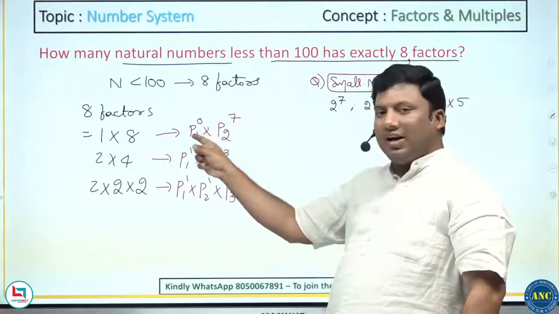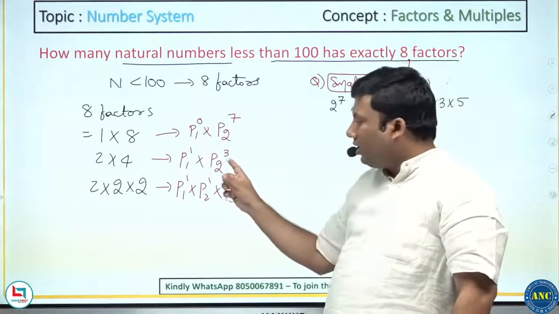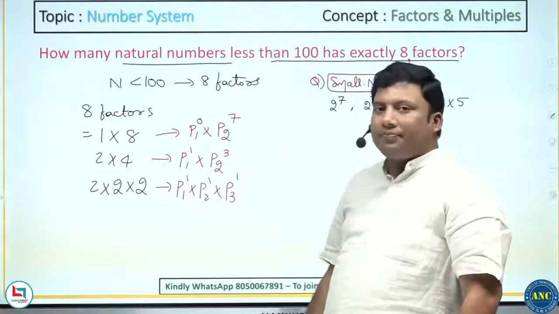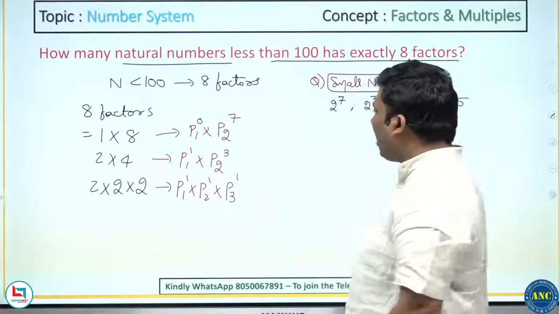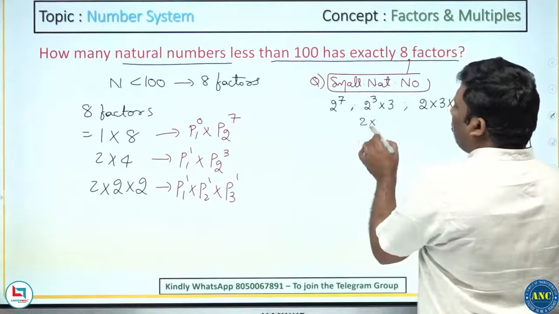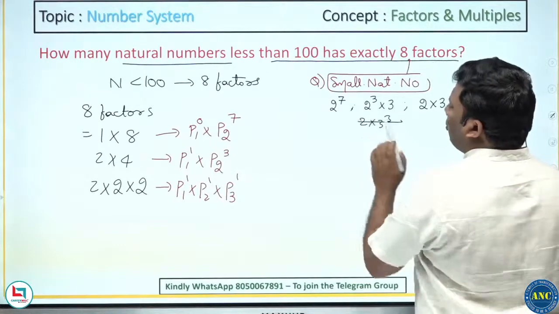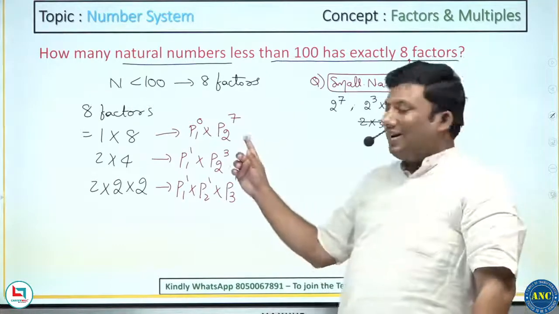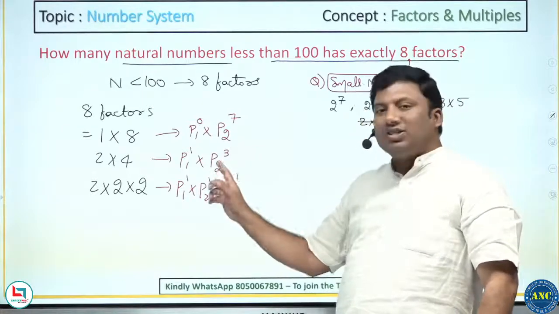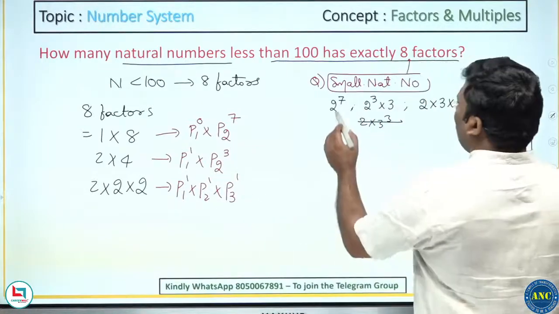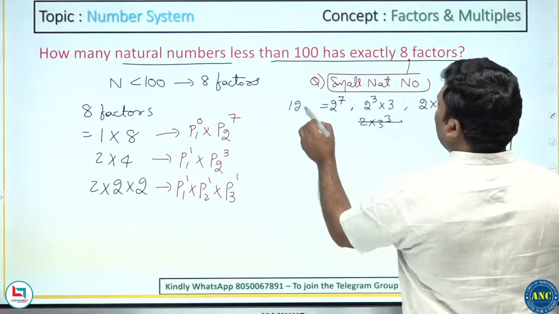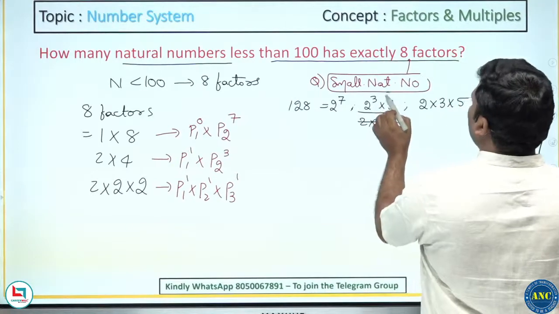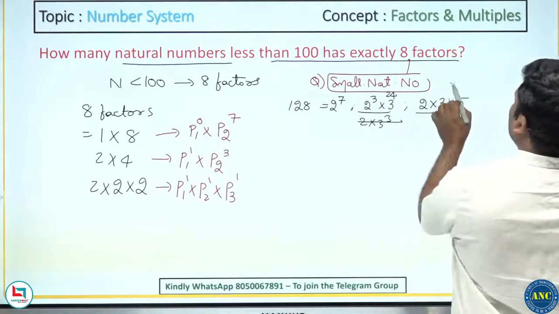2 power 7. Anything power 0 is 1. 2 cubed into 3. Sir, can't I give 2 into 3 cubed, 27 into 2, 54? We want the lowest natural number, so to the highest power, give the lowest value. 2 power 7 is 128. 8 3s are 24. 6 5s are 30.